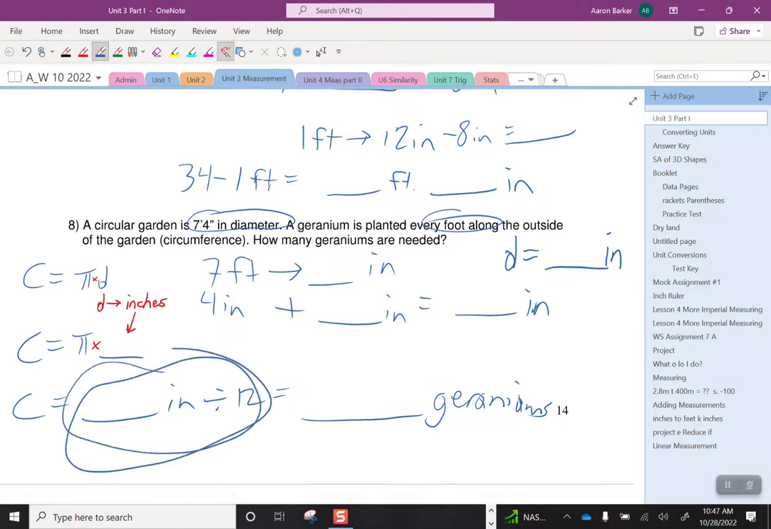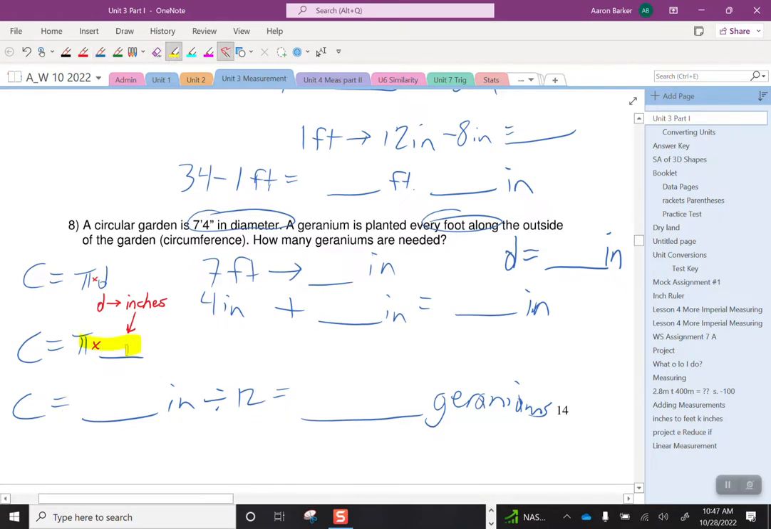Once you found your circumference, so C equals pi times d, which you found over here, you take your total circumference and see how many groups of 12 are in that number. That'll tell you how many geraniums to plant. Now the tricky part: if your number's 1 off, it's because you actually have to plant a geranium at 0. So keep that in mind too.